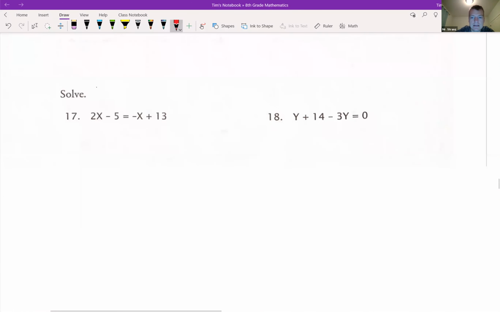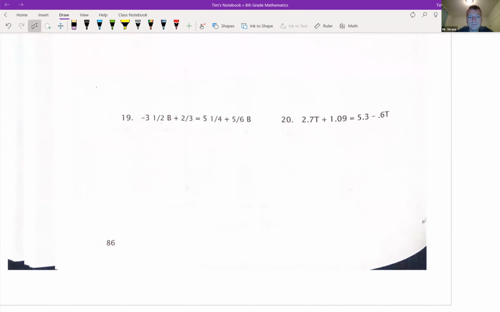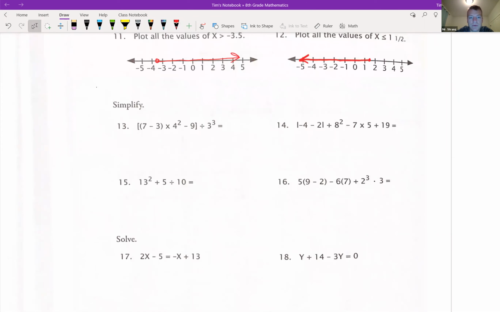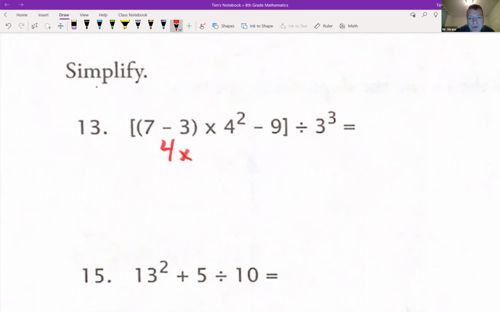All right, 13 through 18 are a review. Oh, sorry, 13 through 20 are a review. Okay, let's do just one of those. So if we do number 13, remember, you need to do order of operations. Parentheses first, 7 minus 3 is 4. Then exponents next: 4 squared is going to be 16 minus 9. So this is still in the bracket.